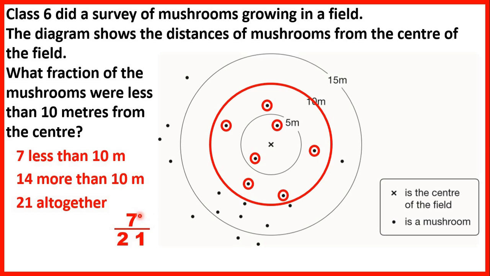So as a fraction, we have 7 over 21, because remember, the numerator is how many we have, and the denominator is how many there are altogether. So our fraction is 7 over 21, which we could simplify to 1/3 if we divide both the numerator and denominator by 7.